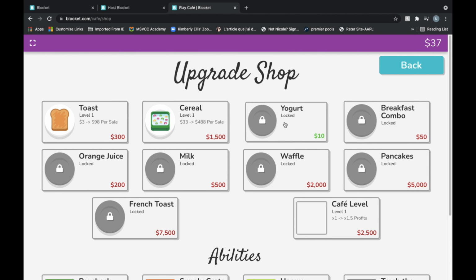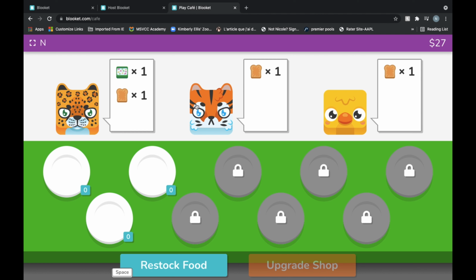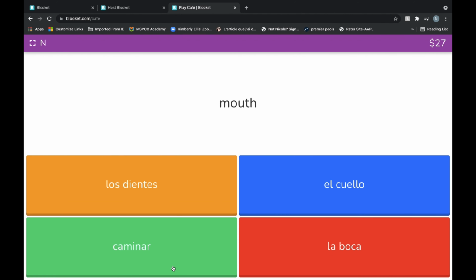So when I teach my students this game in Spanish, I'll tell them the names of the animals. Let's say I'm telling them, okay, this is el tigre, but he has no food. And the tigre wants pan tostado. He wants toast. And so I'll tell them, give el pan tostado to el tigre. So if they had any toast, they could feed the tiger. But they will hear those commands again and again, and it's really good for them to learn the vocabulary.